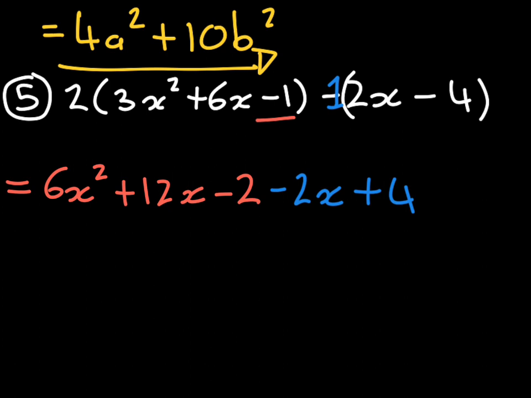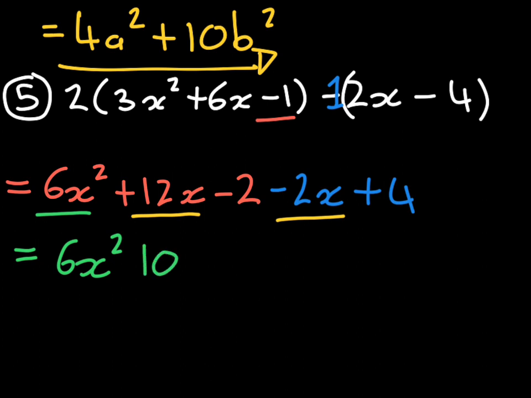Now is our final step, and we need to look for like terms. Since there are no terms which are similar to 6x squared, meaning there are no terms which have an x squared, we simply leave this term alone. Next, we need to have a look if there are any terms which have x's in them. And we see we've got 12x and 2x. So we can say 12 minus 2 is 10. Therefore, 12x minus 2x gives us 10x. And that was a positive.